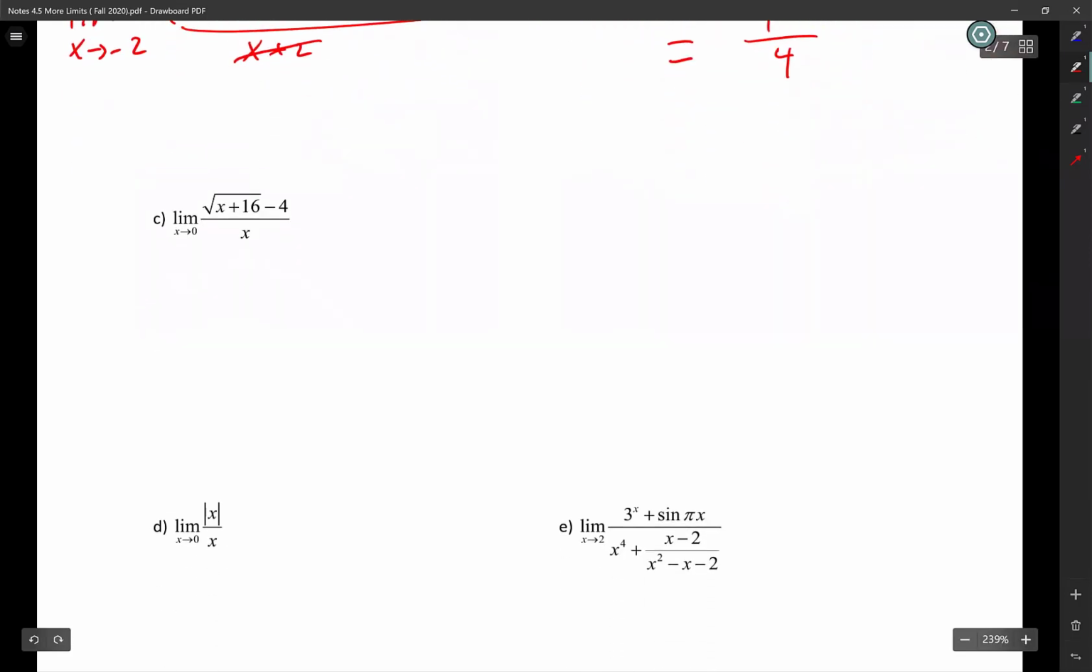Look at letter C. If you were to do direct substitution, the square root of 16 is 4. 4 minus 4 is 0. 0 divided by 0. OMG. As soon as you see 0 divided by 0, you know that you got a limit.